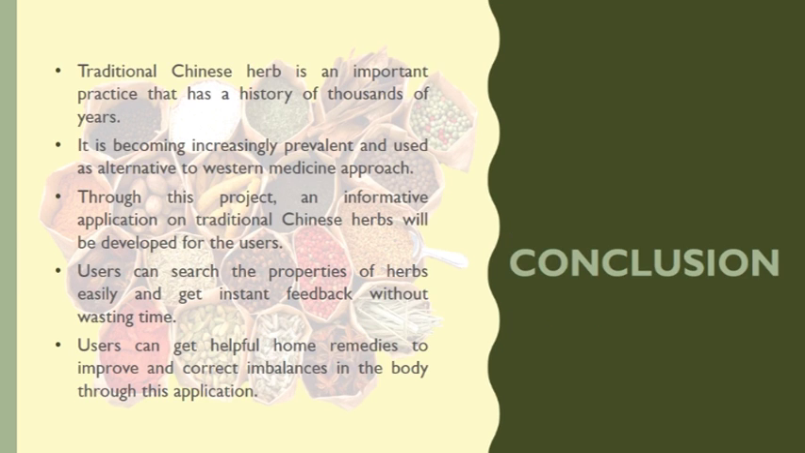For the conclusion, traditional Chinese herbs is an important practice that has a history of thousands of years. It is becoming increasingly prevalent and is used as an alternative to the Western medicine approach. Through this project, an informative application on traditional Chinese herbs will be developed for the users. Users can search the properties of herbs easily and get instant feedback without wasting their time. Users can get helpful home remedies to improve and correct imbalance in the body through this application.